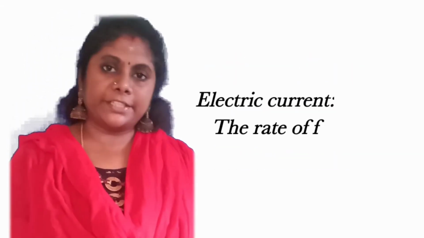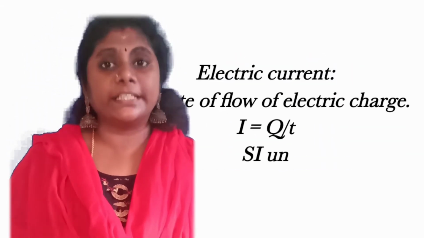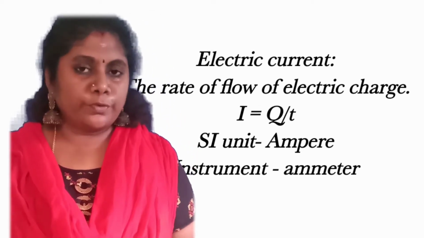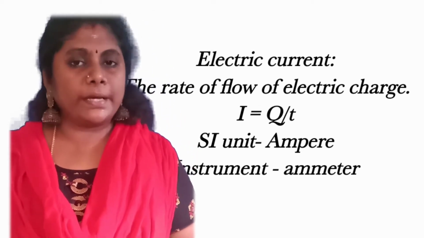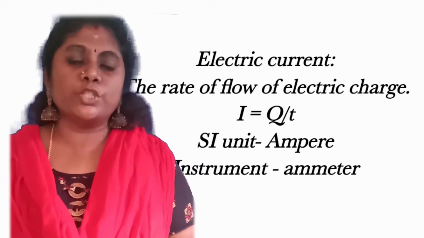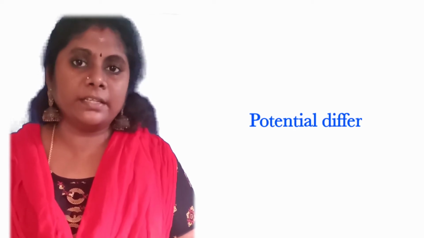So first is electric current. What is electric current? It is the rate of flow of electric charge. So the formula is I is equal to Q by T. Its SI unit is ampere, and ammeter is used to measure the electric current.